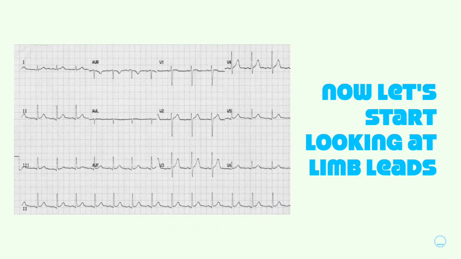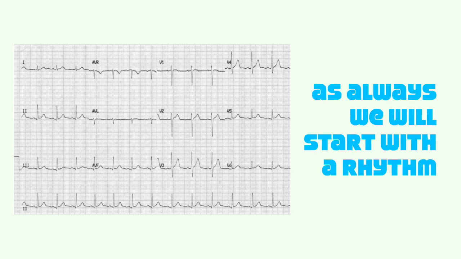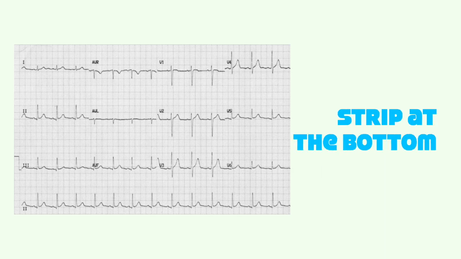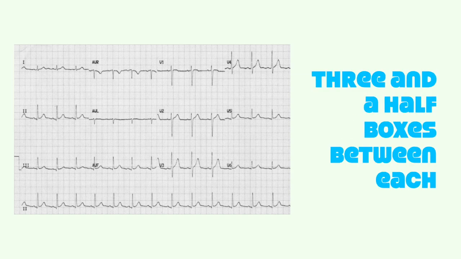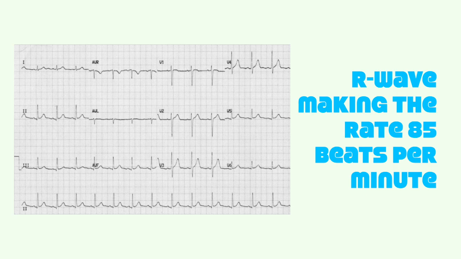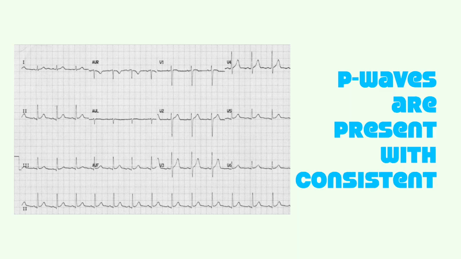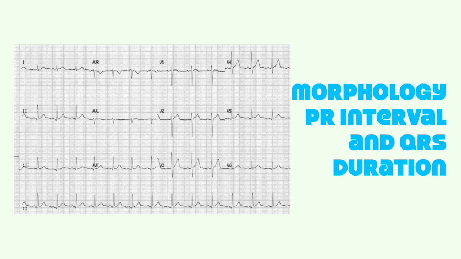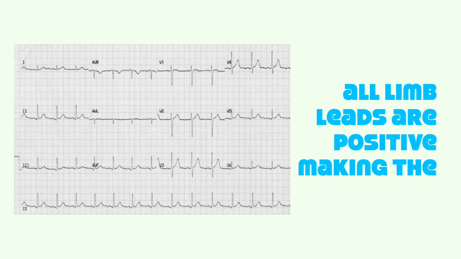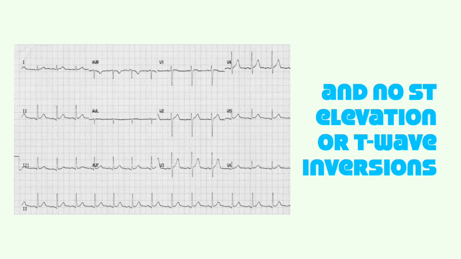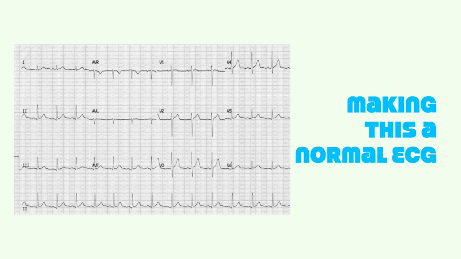Now, let's start looking at limb leads with chest leads. As always, we will start with a rhythm strip at the bottom. The rhythm here is regular. There's about 3.5 boxes between each R wave, making the rate 85 beats per minute. P waves are present with consistent morphology. PR interval and QRS duration is about 3 boxes. All limb leads are positive, making the cardiac axis normal. And no ST elevation or T wave inversion are seen in the limb or chest leads, making this a normal ECG.